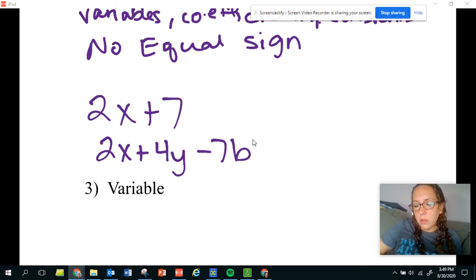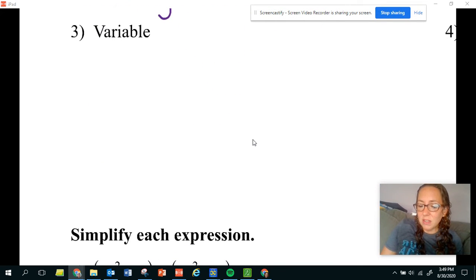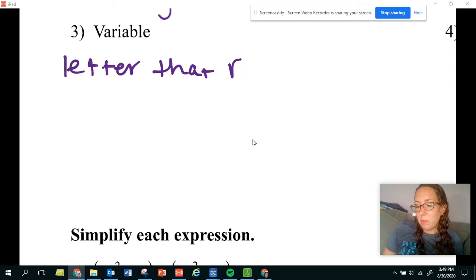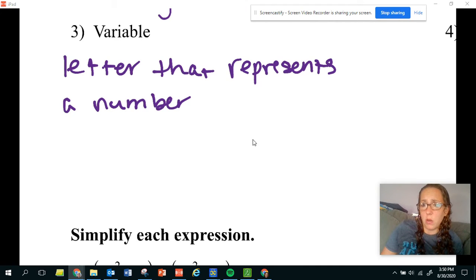As far as a variable, that is a letter that stands in for or represents a number or unknown. Like it could be a number that we know what it is, or it could be a number that we don't know what it is. But it's basically just a letter that's going to represent some number.